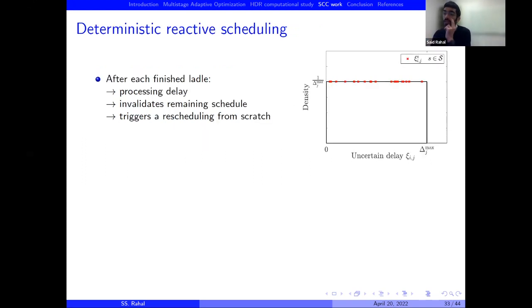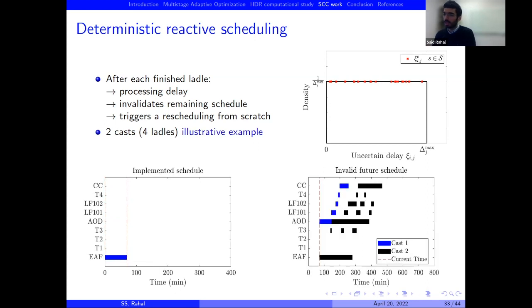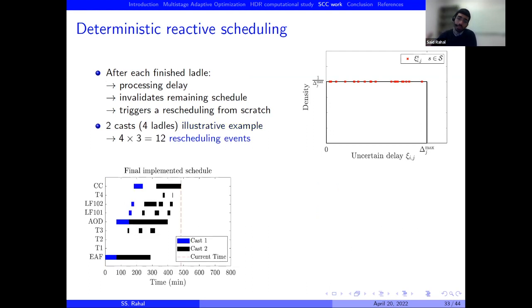On the other extreme, we have something called deterministic reactive scheduling. This happens when someone says, okay, why should I bother about uncertainty? I will just solve a deterministic setting, and whenever there's a processing delay, it will invalidate your deterministic schedule, because this will disrupt the continuous casting stage, which will trigger a rescheduling. So you have to obtain a new deterministic schedule that will satisfy those strict requirements. Starting with an initial deterministic schedule, it gets violated by a certain delay, so you have to reschedule. The downside of this technique is the large number of rescheduling events. If you have 2 casts and 4 ladles, which is a very small instance, most probably you have to reschedule the problem like 12 times.